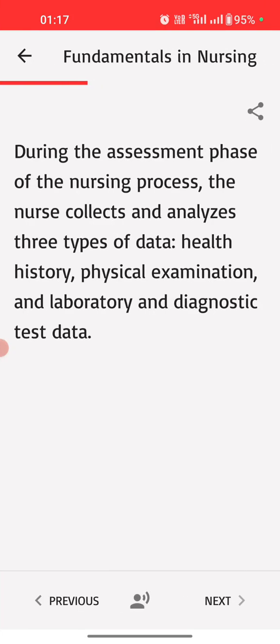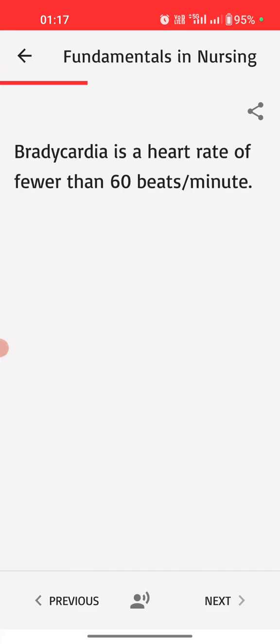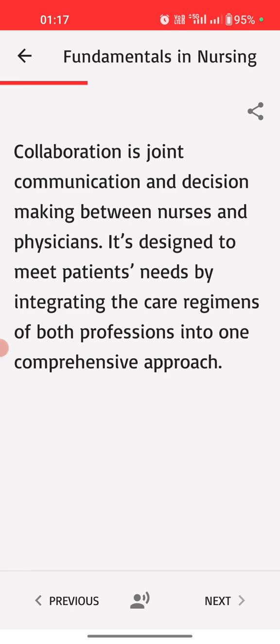During the assessment phase of the nursing process, the nurse collects and analyzes 3 types of data: health history, physical examination, and laboratory and diagnostic test data. A nursing diagnosis is a statement of a patient's actual or potential health problem that can be resolved, diminished, or otherwise changed by nursing interventions. Bradycardia is a heart rate of fewer than 60 beats per minute. Collaboration is joint communication and decision-making between nurses and physicians. It's designed to meet patients' needs by integrating the care regimens of both professions into one comprehensive approach.